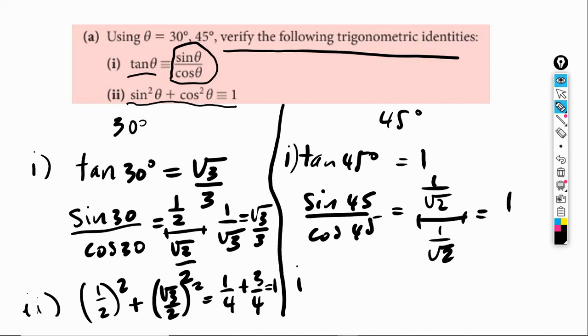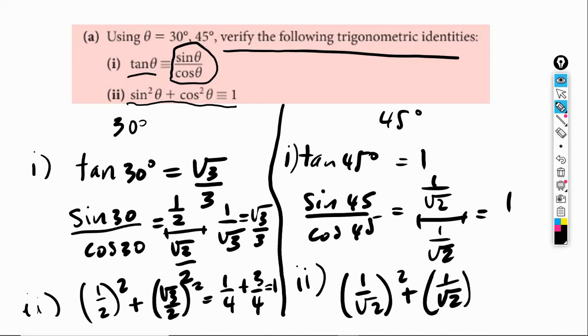Then for part 2, we're going to do sine squared plus cosine squared. So sine of 45 squared plus cosine of 45 squared. And we can see that this is going to be 1/2 plus 1/2, which evidently equals 1.